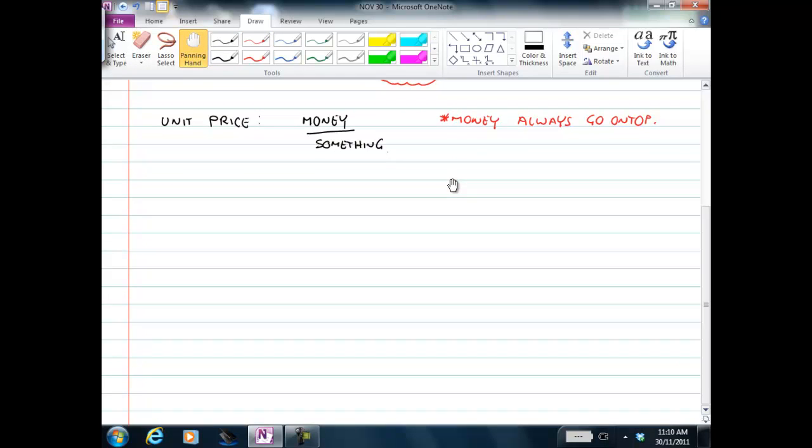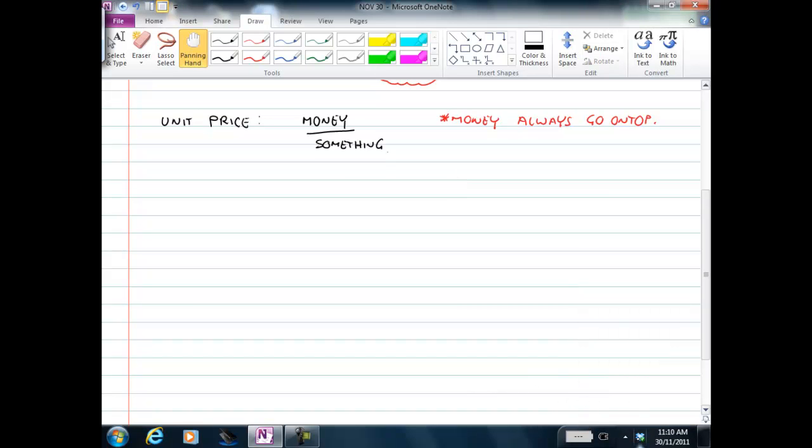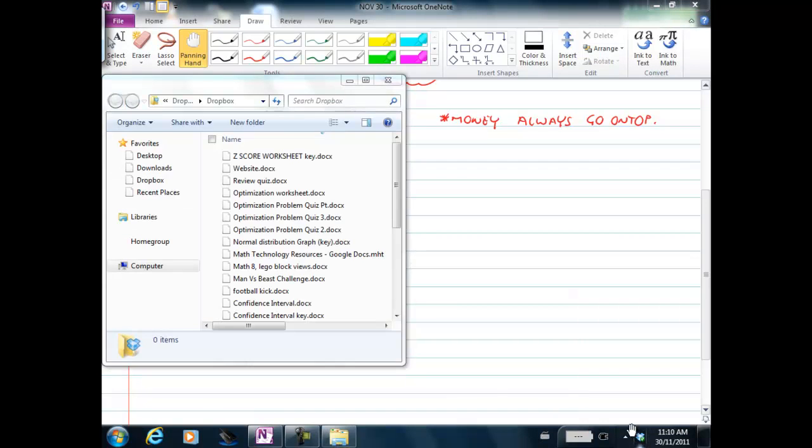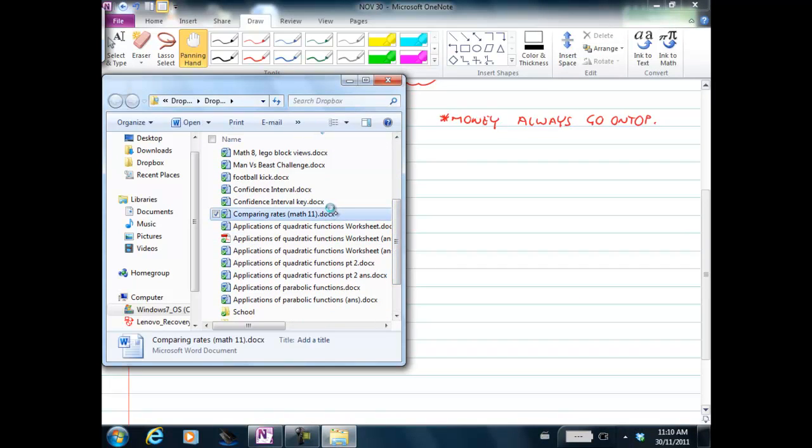Money always goes on top. There are no exceptions to that rule. So let's look through your note package right now and give you an example.